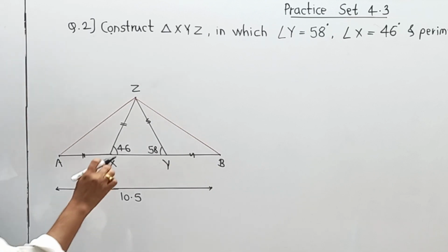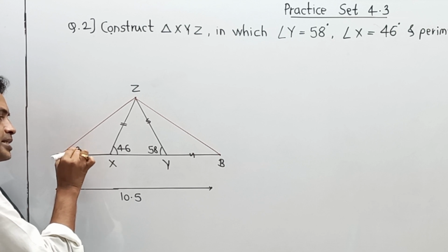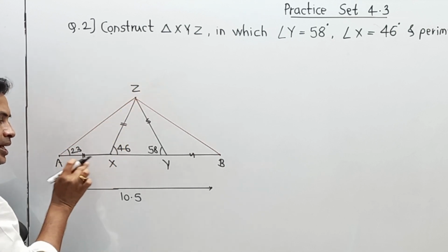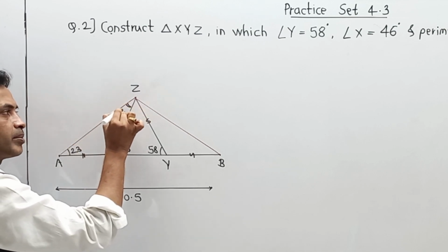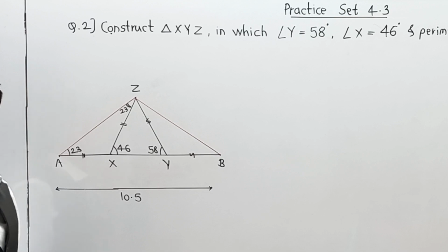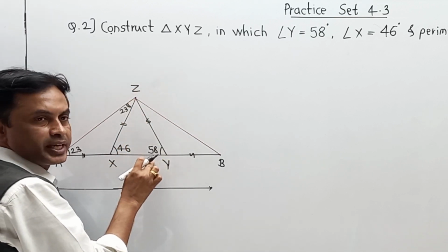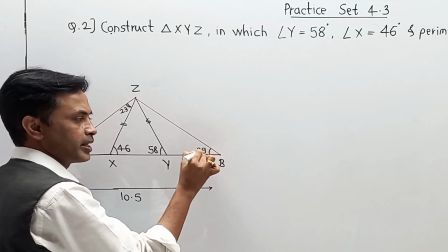Naturally, half of 46 means you can say 23. We have to take this triangle as 23 degrees. Why? Because XA is equal to XZ. Naturally, angle A is 23 degrees, and automatically this angle also becomes 23 degrees. In a similar manner, as the value of angle ZYX is 58 degrees, again we have to take half of that, which means it becomes 29 degrees.